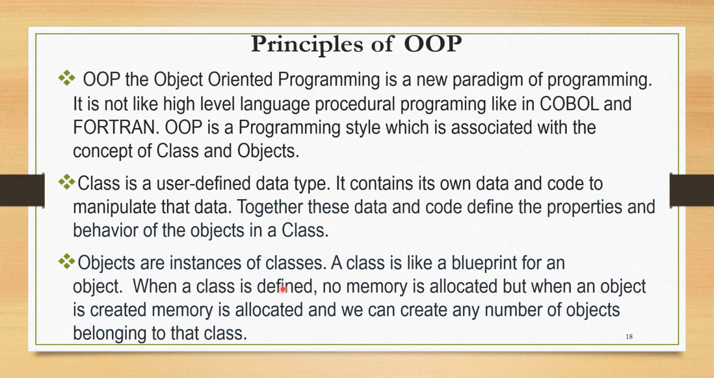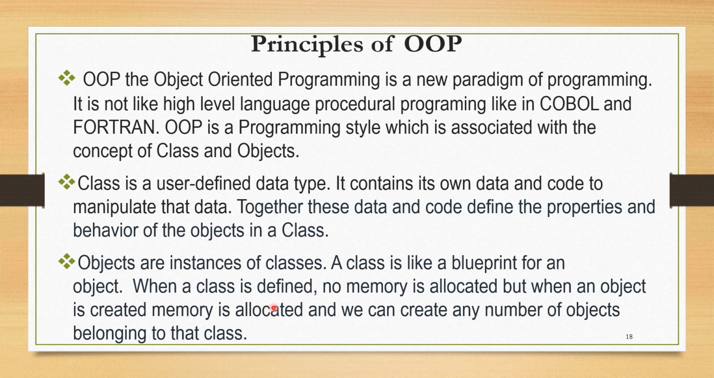Objects are instances of classes. A class is like a blueprint of an object. When a class is defined, no memory is allocated, but when an object is created, memory is allocated, and we can create any number of objects belonging to that class. Class is a blueprint of an object. When you take some instance of the class, those instances are called objects.